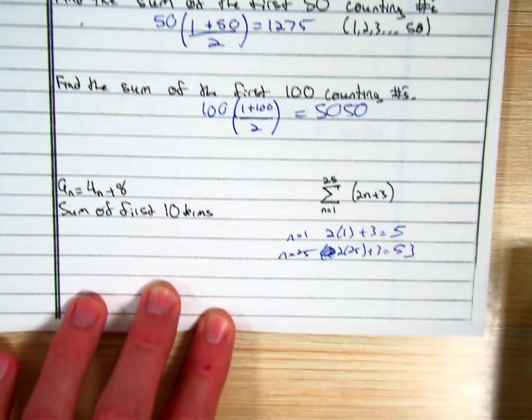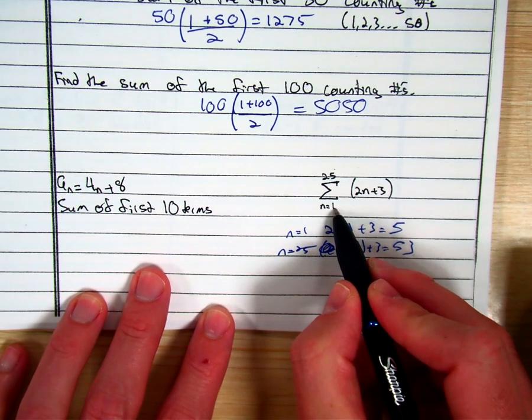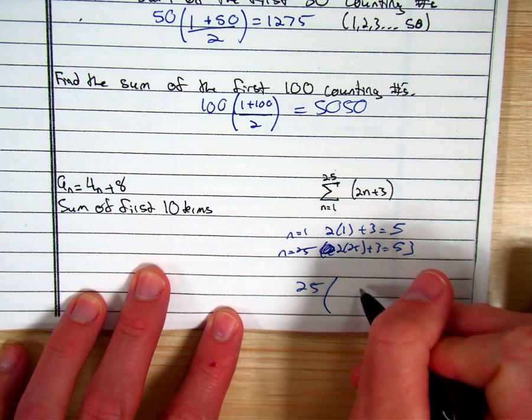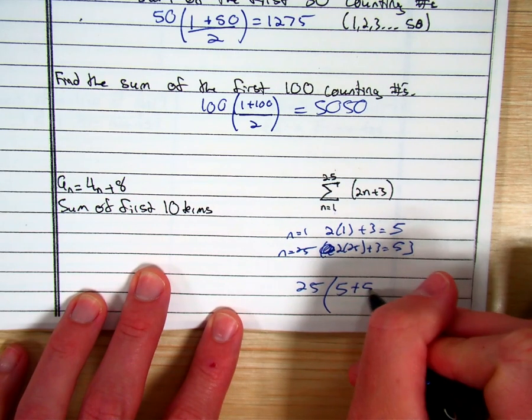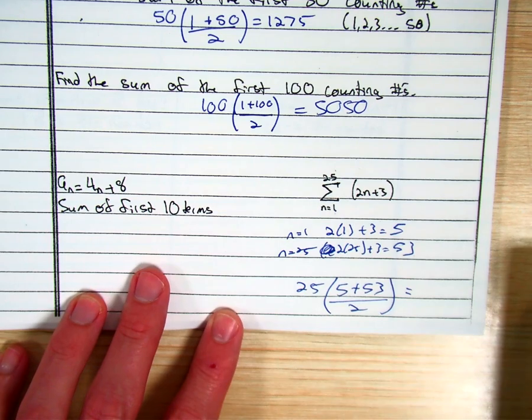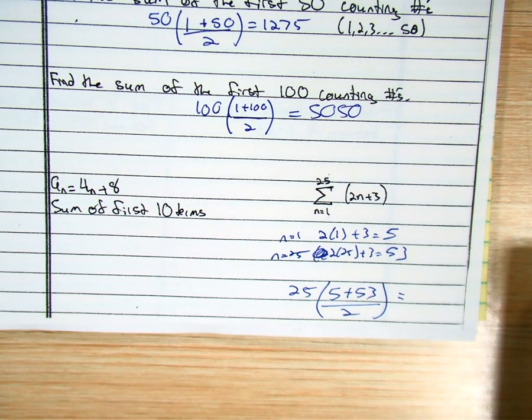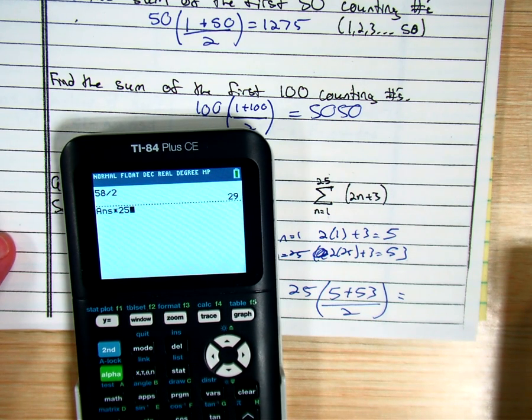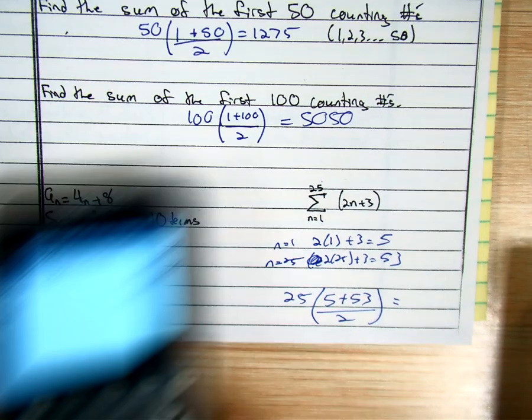Okay, now I can do my formula. If it starts at 1 and goes to 25, that's 25 terms. 5 plus 53 over 2. So again, 5 plus 53 in my brain is going to be 58. Divided by 2 is 29. Times the 25 in the front is 725.